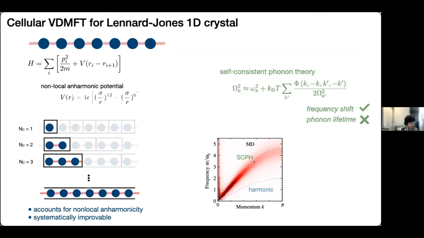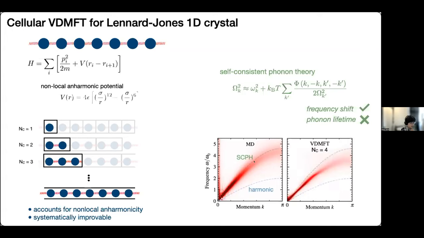We implement cellular VDMFT with a classical impurity solver. So this is the result with the cluster size equal to 4. For clarity, we take the slice of the spectral function at the Brillouin zone boundary.